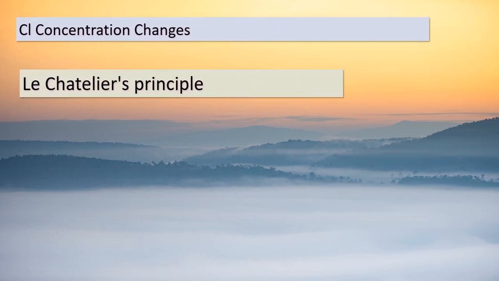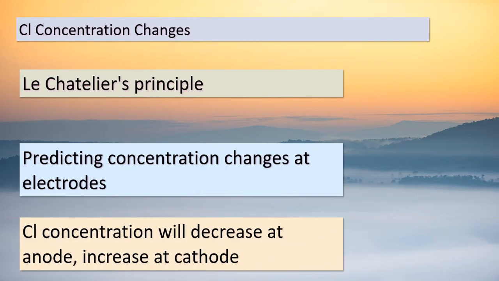Time to apply Le Chatelier's principle. As the cell operates, changes in concentrations occur at the electrodes. At the anode, oxidation takes place, and Cl- ions are released into the solution, causing the Cl- concentration to decrease. At the cathode, reduction occurs, and Cl- ions are consumed, leading to an increase in the Cl- concentration. This dynamic interplay is a fascinating aspect of voltaic cells.